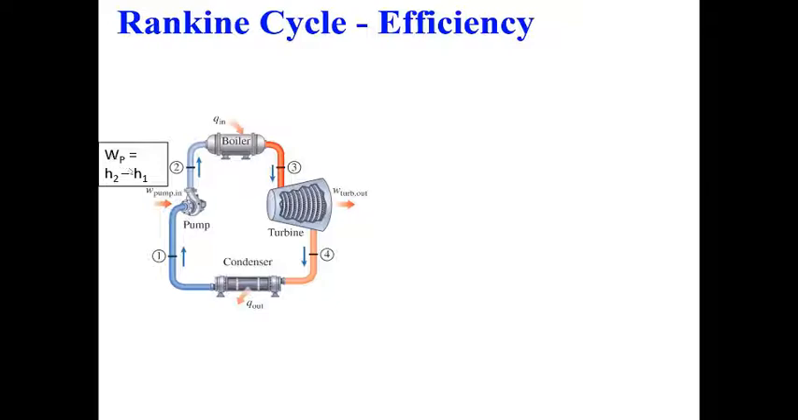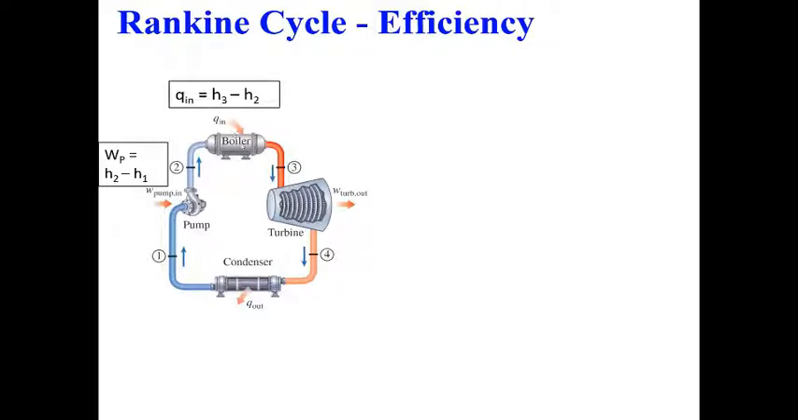Now for the pump, work done by the pump is the difference between enthalpy at 2 and 1. So the fluid comes at 1, at H1, then work is added and then it reaches H2. So WP can be written as the difference between these two, H2 minus H1.